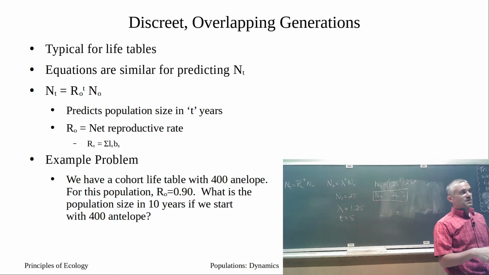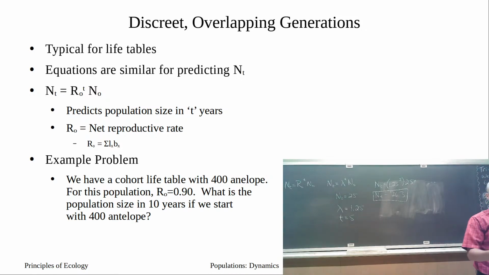So make sure you bring your computers or tablets. I'll show you how to make these tables in Excel. So it's not lambda, it's going to be our net reproductive rate. And this net reproductive rate, if you remember, takes into account both survival and reproduction. That's a little bit different. Lambda was all about births. R naught has to include survival too, because some of our individuals can live to reproduce another time. The equation does the same thing. It's going to predict population size in t years, and it's used in exactly the same way.